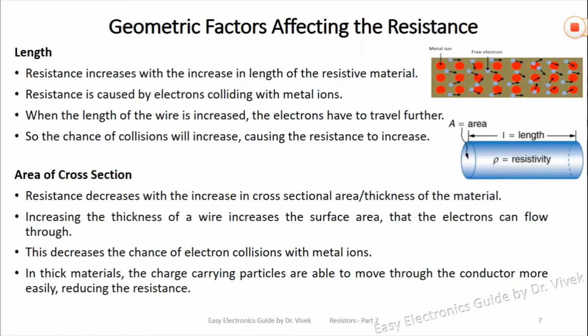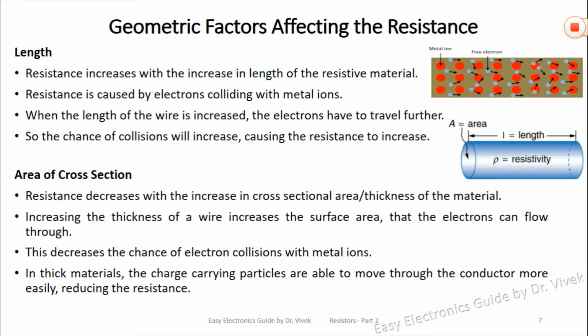Let's analyze the geometric factors affecting the resistance. As per the relation, resistance increases with increase in length. As we discussed, resistance is caused due to the electronic collisions with ions. When the length of the wire is increased, electrons have to travel more through the wire. So the chances of collisions will increase and the resistance also will increase.